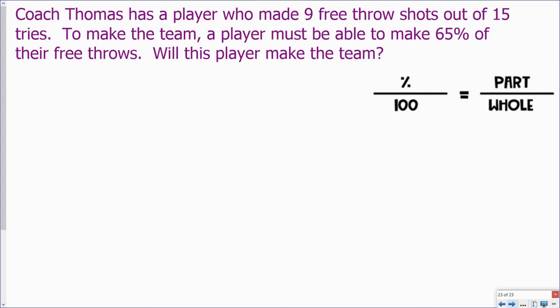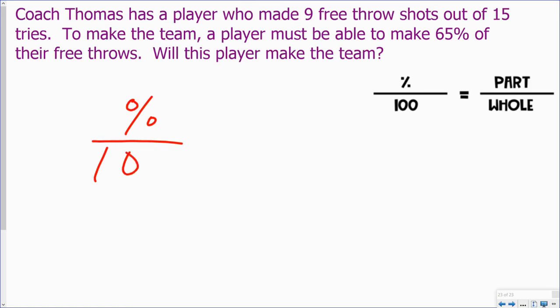Coach Thomas has a player who made 9 free throws out of 15 tries. To make the team, a player must be able to make 65% of their free throws. Will this player make the team? So again, I need to figure out what my percent is. So set up my proportion here.